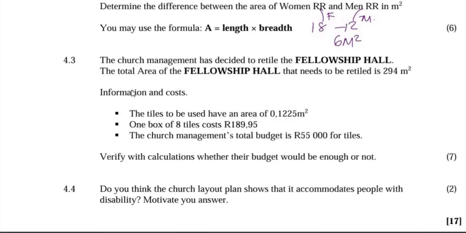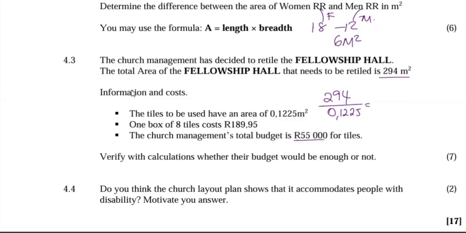The church management has decided to retile the fellowship hall. The total area of the fellowship hall is 294 meters squared. Verify the calculations against their budget. So their budget is to meet 55 for tiles. So remember, for tiles used, we shall take the area going to be covered, divided by the area of one tile.